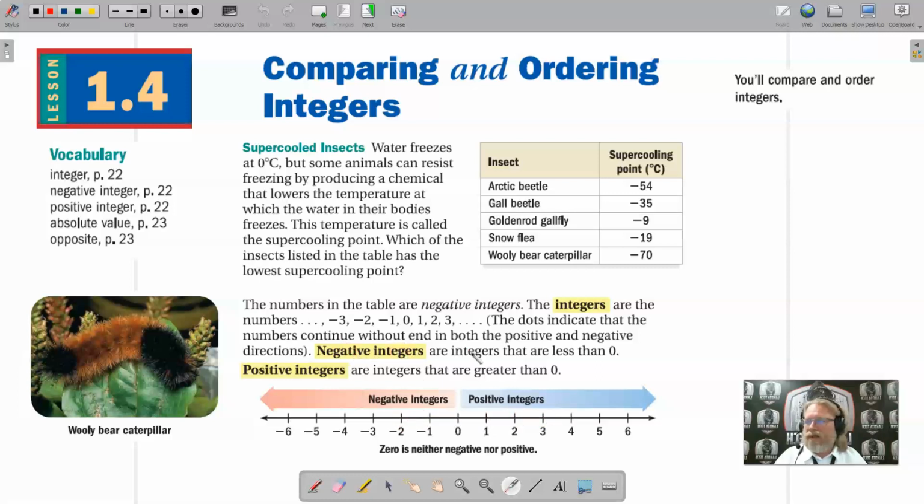So negative integers are the integers that are less than 0. So over here, this red, everything to the left of 0 on a number line is less than 0, and these are the negative integers, and positive integers are the integers that are greater than 0. Everything to the right of 0, these are all the positive integers. Now 0 itself is neither negative nor positive. 0 is just, well, 0.